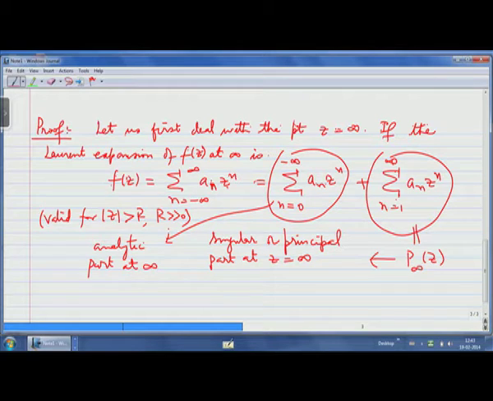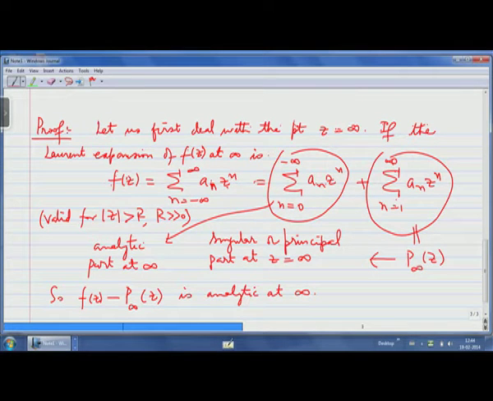And so the point is that if you take f of z minus p infinity of z, this is going to be analytic at infinity, because f of z minus p infinity of z will only consist of the constant term a naught and terms involving negative powers of z, and negative powers of z behave well at infinity.